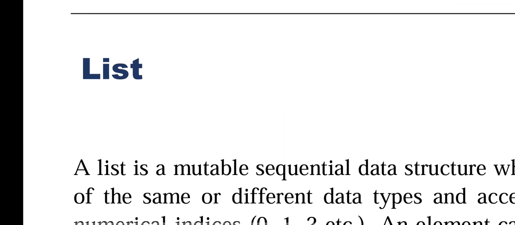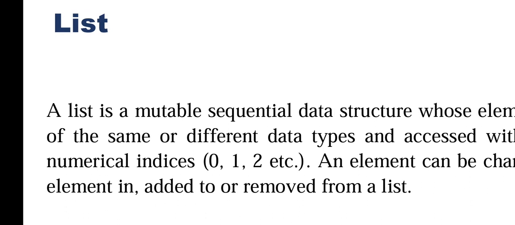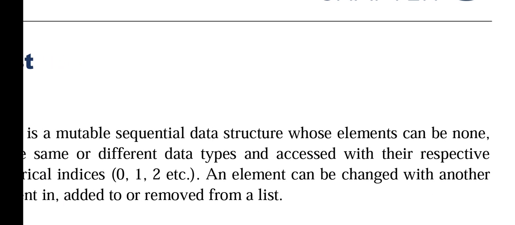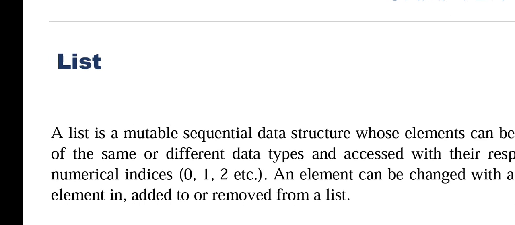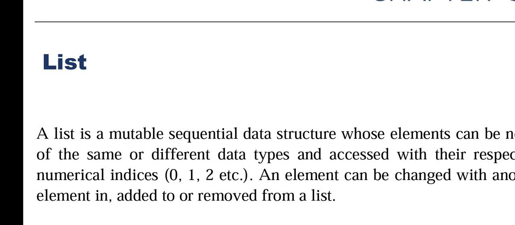This is chapter 3 and it is on lists. A list in the Python programming language is a mutable sequential data structure, and the elements in a list can be none. In the case of an empty list, there can be none or more, and the elements can be of the same or different data types, and the elements are accessed using their respective numerical indices.